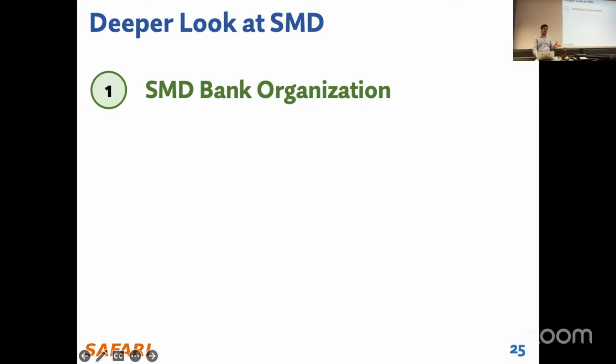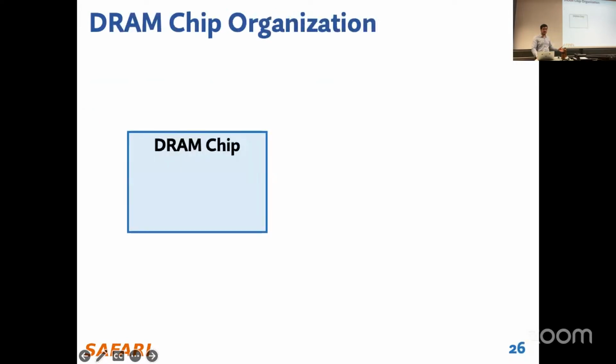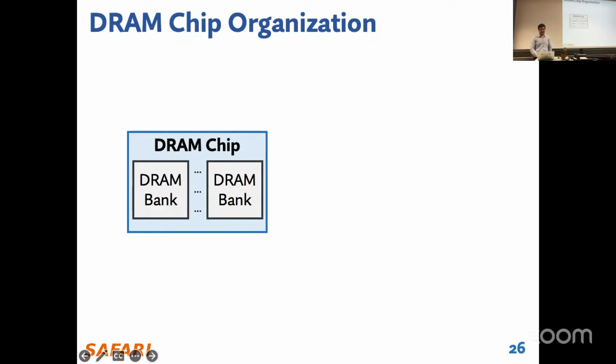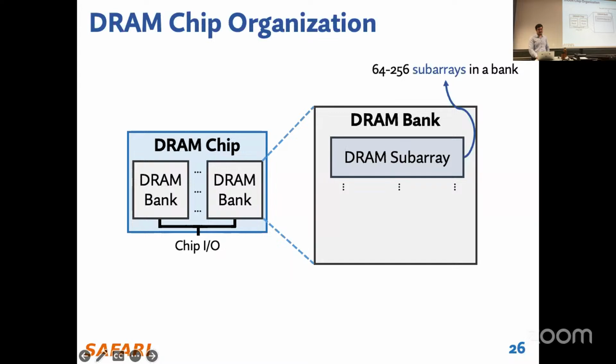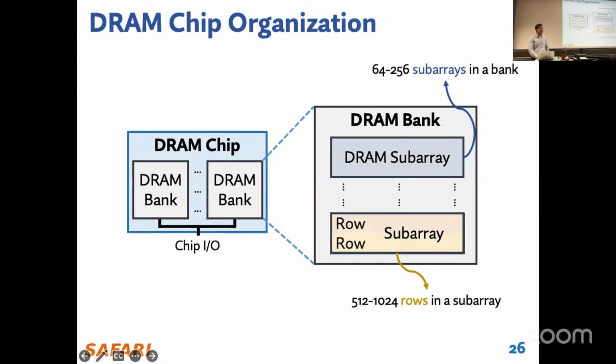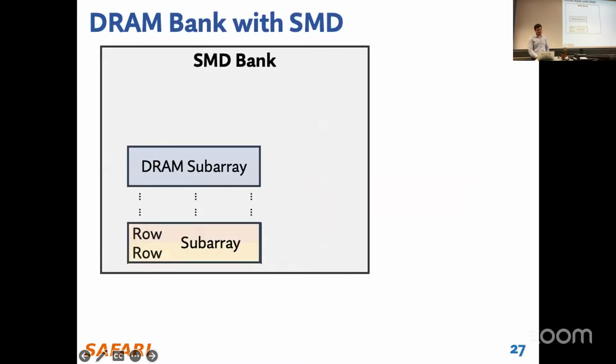Now we will take a deeper look at SMD, starting with SMD bank organization. To better understand it, we will look at a high-level depiction of a DRAM chip. Again, the audience in the room knows these basics, but maybe on YouTube we have others, so bear with me while I talk about the basics again. A DRAM chip contains multiple banks that share a common interface. Inside the bank, there are multiple subarrays, each of which contains multiple rows. Here's what a DRAM bank with SMD looks like.